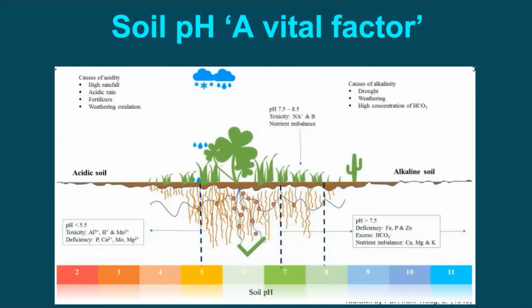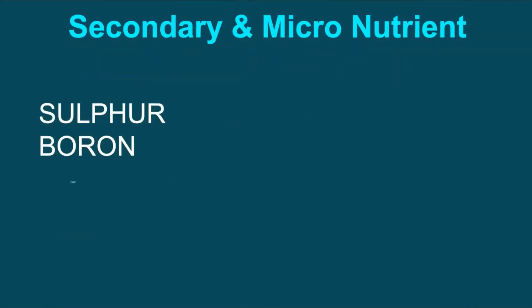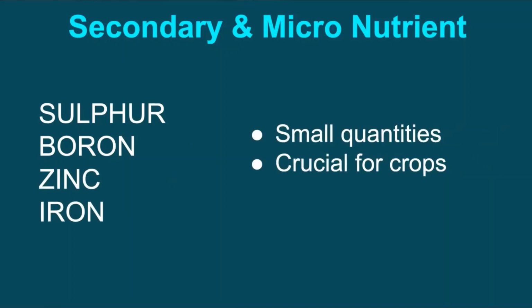In abnormal soils, whether they are acidic or alkaline in nature, the availability of all nutrients is affected, but phosphorus is affected the most. As regards secondary and micronutrients, it is true that micronutrients are required in small quantities, but one should not underestimate their importance because they are very crucial for successful crop management, and their absence, or say deficiency, even in small amounts, causes serious losses.